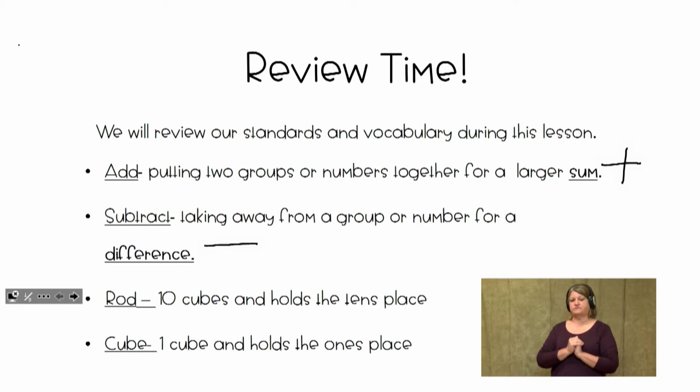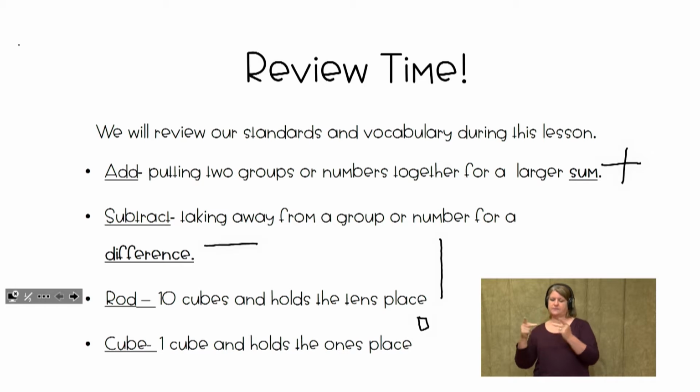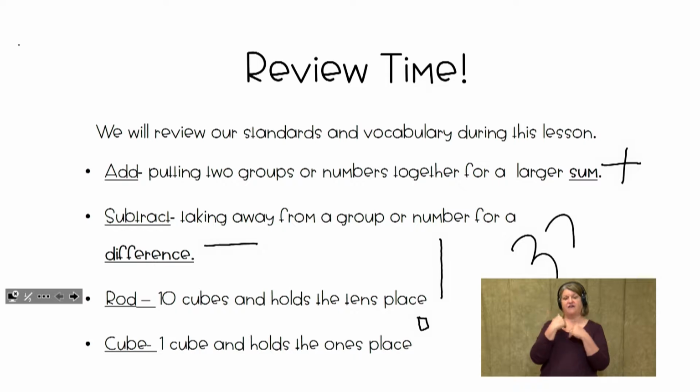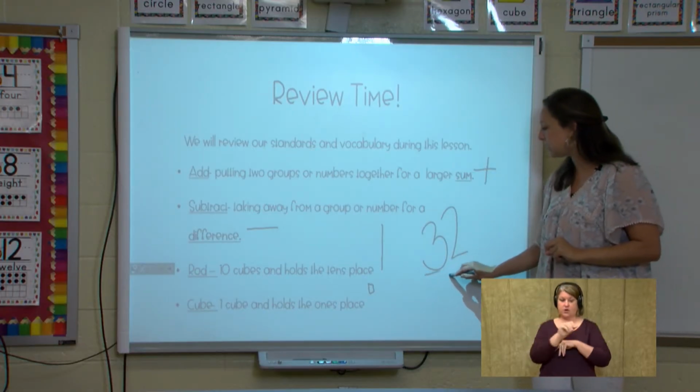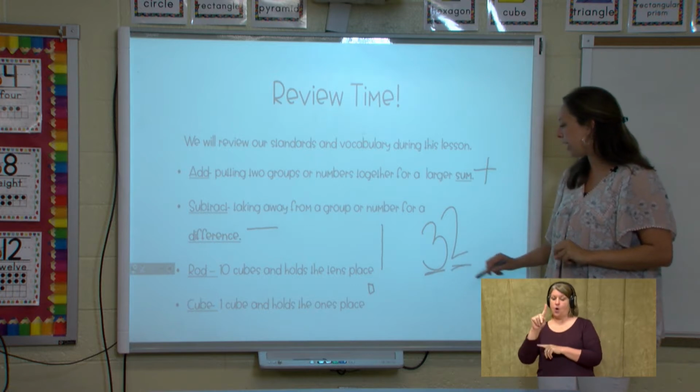All right. We also have a rod. We know our rods look like this, and it's made up of 10 cubes, and it holds the tens place. And, of course, our cube. A cube is just one, and it holds the ones place. It's one little square. All right, if I have the number 32, it's a two-digit number. There's a tens place and a ones place.